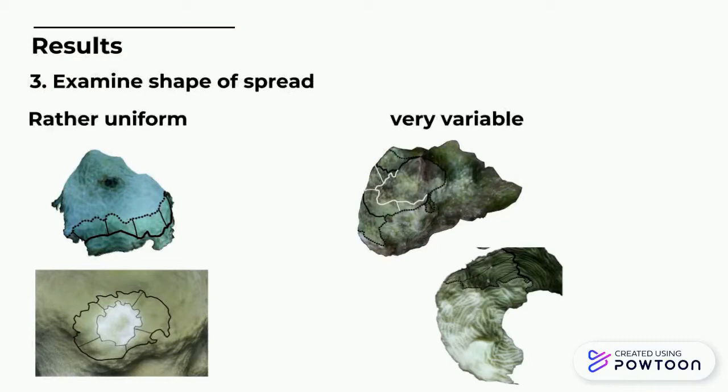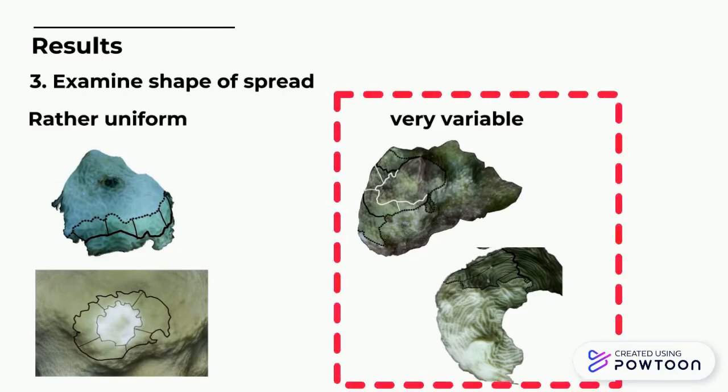Here you can see 4 colonies on which the first spreading edge is outlined as a dotted line, the second as a solid line, and on the top right colony, the third spreading edge is in white. On the right, the 2 colonies with the largest variation in spread are seen, and you can see that the edge is not advancing in some areas and advancing fast in others.